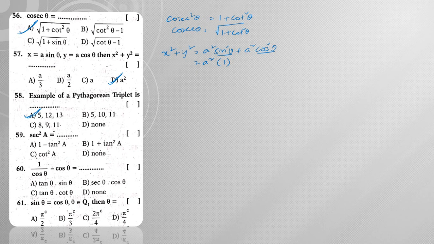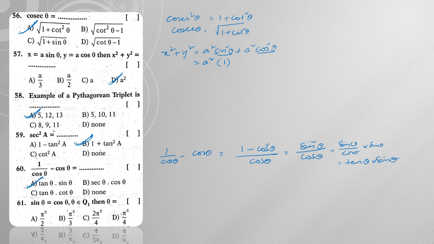Secant square a. So secant square a I can write as 1 plus tan square a. Next, 1 by cos theta minus cos theta. So this particular value I need. Then how can you write it? By taking LCM. So cos theta is my LCM, then 1 minus cos square theta. So what is the value of 1 minus cos square theta? 1 minus cos square theta I can write as sin square theta. So sin square theta by cos theta. This I can write as sin theta by cos theta into sin theta. So sin theta by cos theta is tan theta. So tan theta into sin theta. Hence the answer is tan theta into sin theta.